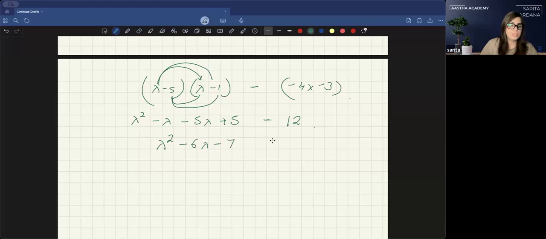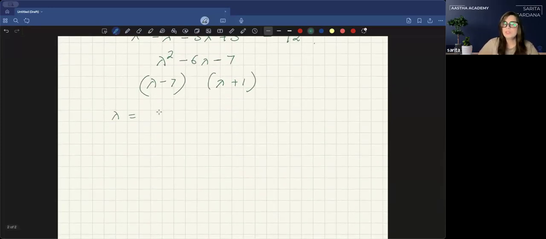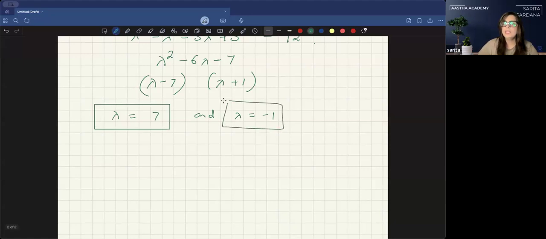So this becomes your quadratic equation. This is the characteristic polynomial equation which we are supposed to find. Now, from this, we will find the factors of it. If we find the factors, we are going to get the two brackets, that is lambda minus 7 and lambda plus 1. Hence we come to the point that lambda is equal to 7 and lambda is equal to minus 1. These two values are considered the eigenvalues. This is how you got the eigenvalues.